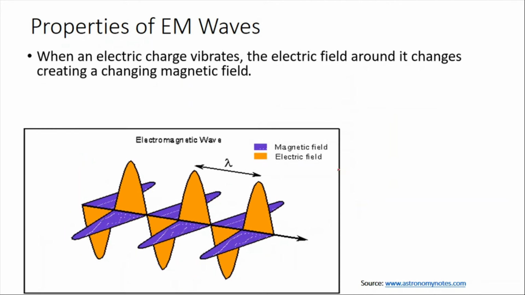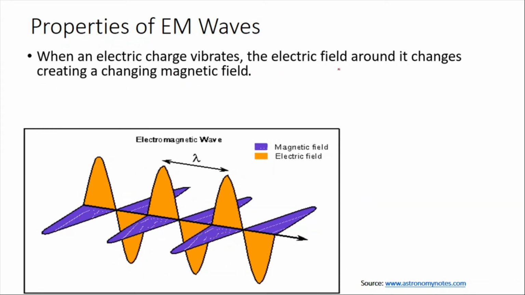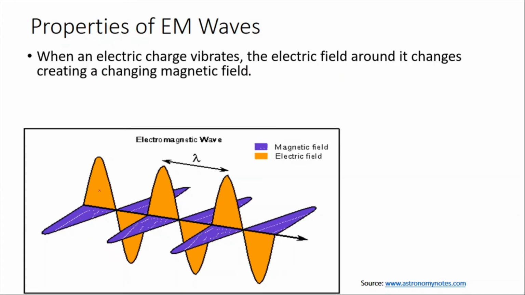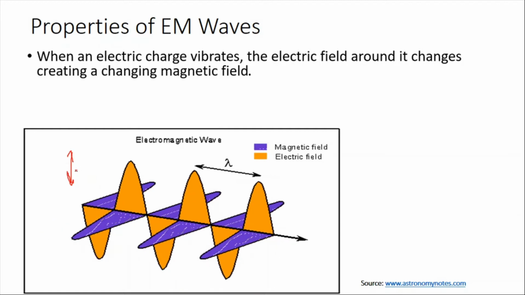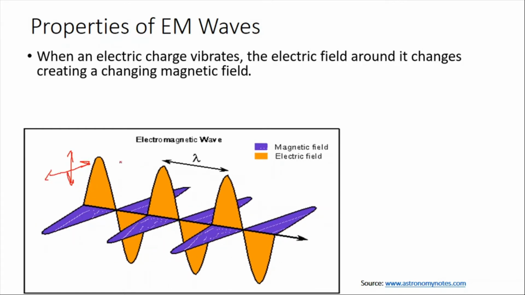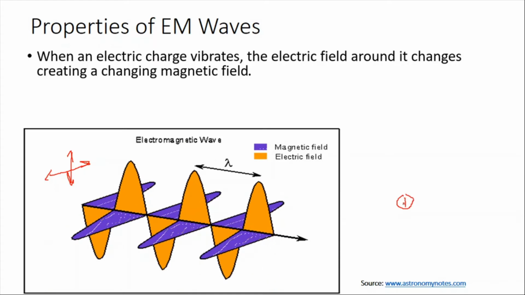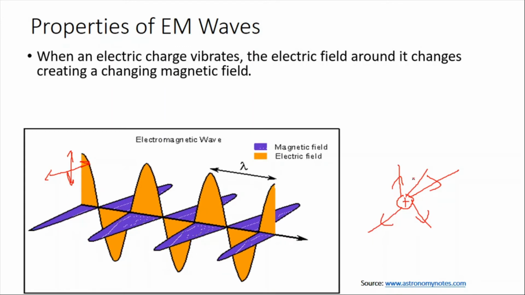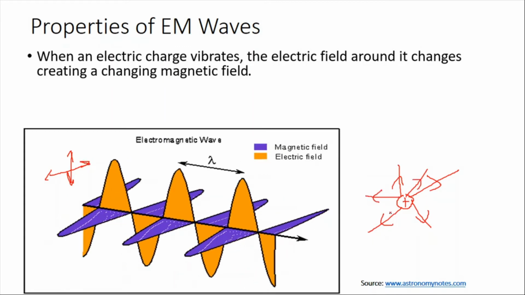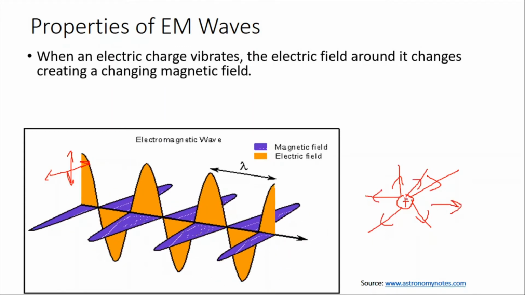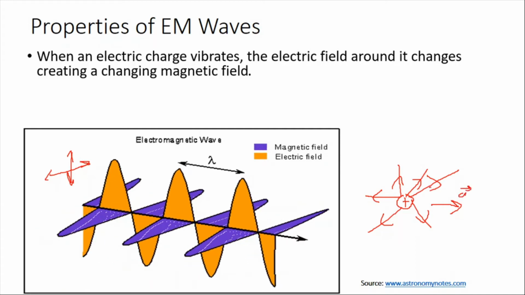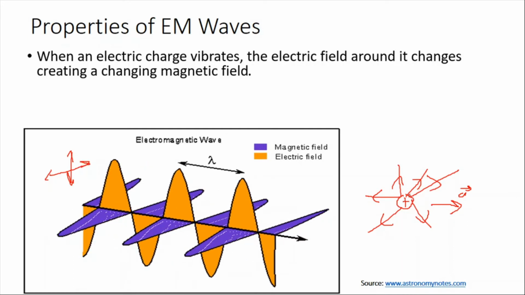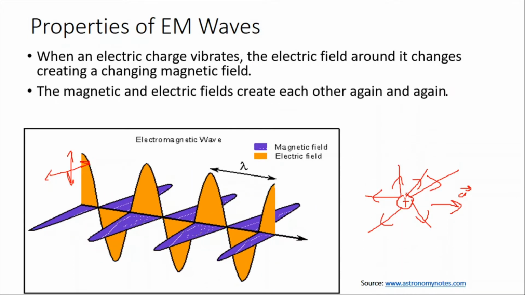Let's continue with the properties. When an electric charge vibrates, the electric field around it changes, creating a changing magnetic field. So when an electric field is changing in this direction, a perpendicular magnetic field is created. Think of a positive charge. There is an electric field around the positive charge like this. These are lines representing the electric field. When this charge starts accelerating, the electric field around it is going to change, and a changing electric field produces a magnetic field.